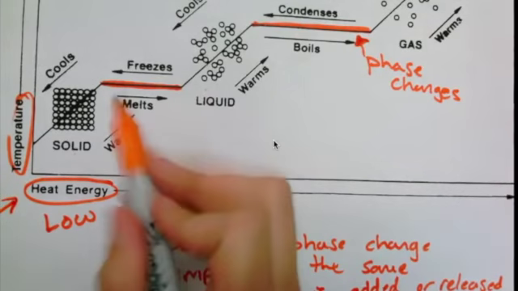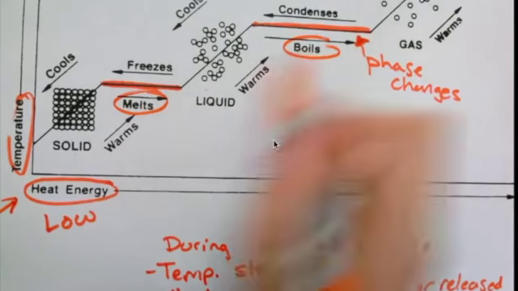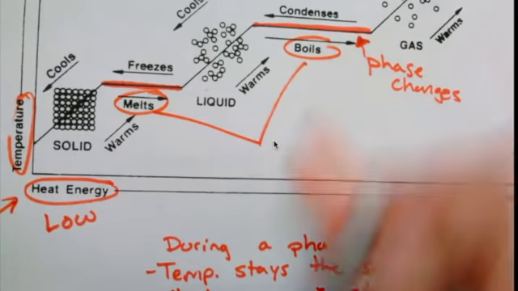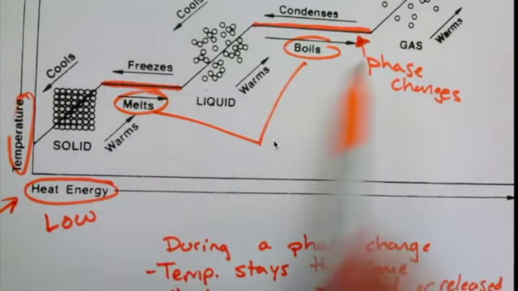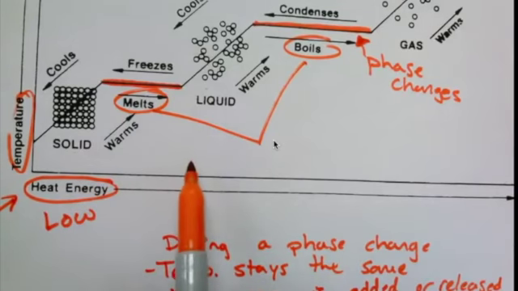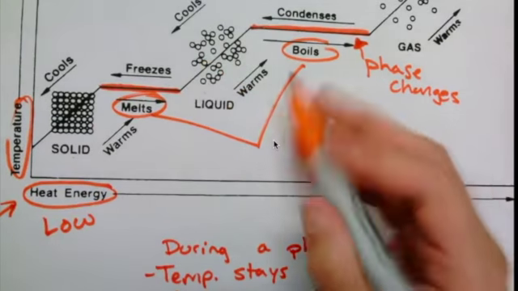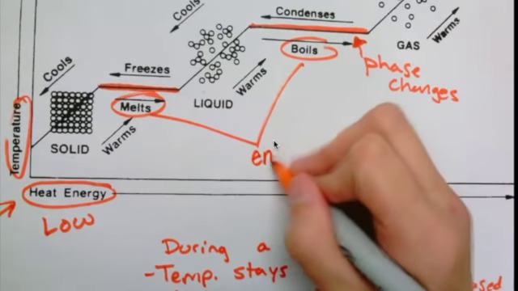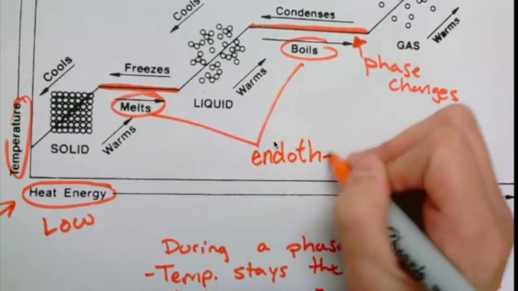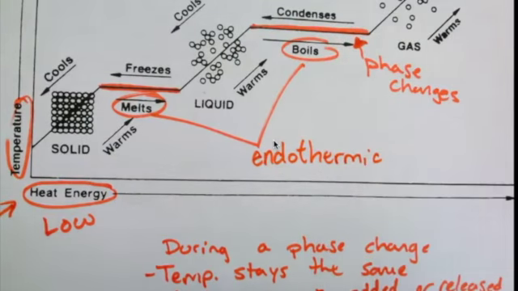So let's take a look at melting and boiling. For both melting and boiling, I am adding heat energy to the system. I'm adding energy that makes these atoms move around faster. So these processes are endothermic. I have added heat energy to them.